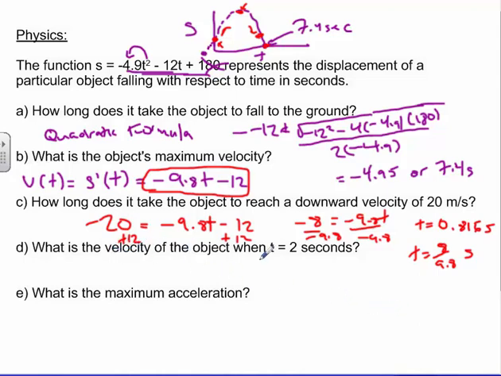What is the velocity of the object when t equals 2 seconds? Well, again, your velocity is equal to negative 9.8 times your time minus 12. So if the time is 2 seconds, I'll just plug in 2 seconds. Negative 9.8 times 2 minus 12. Minus 31.6. Seems to make sense. Well, not seconds. That's meters per second.